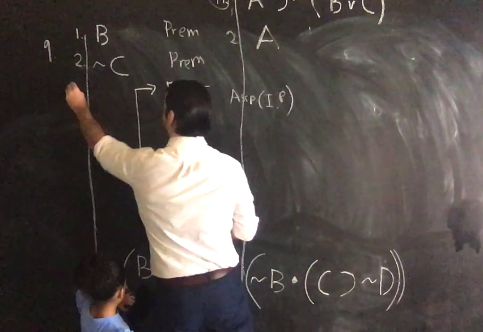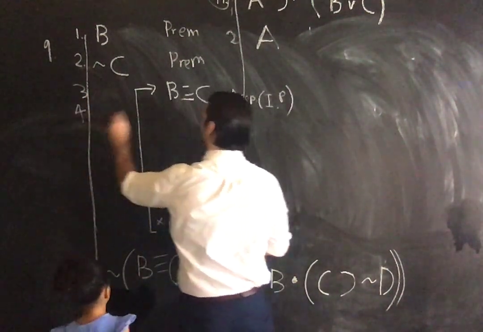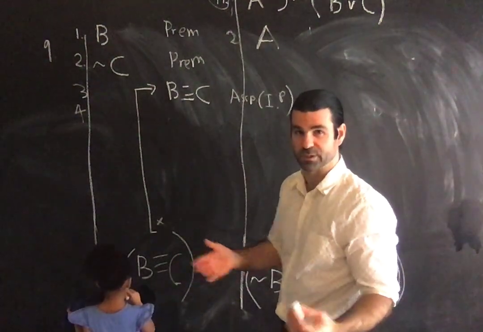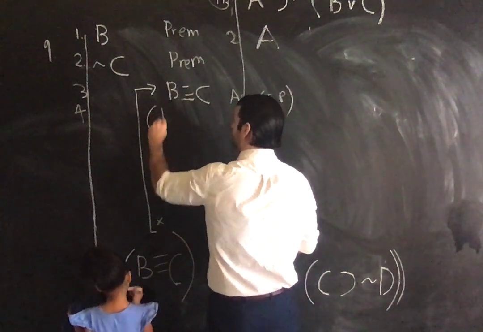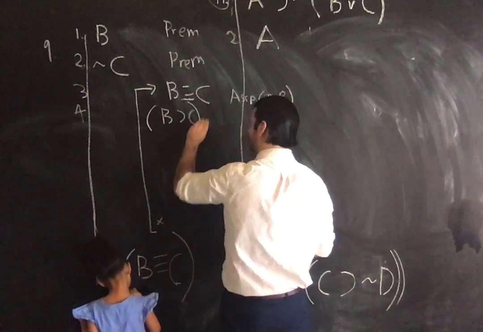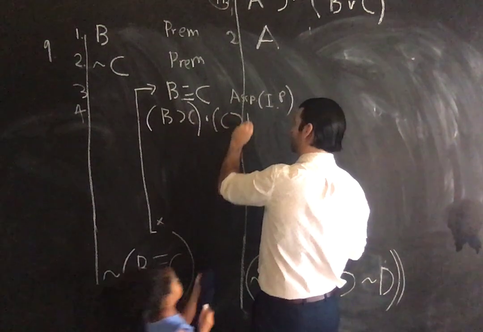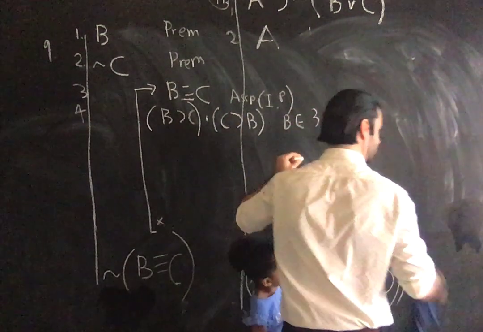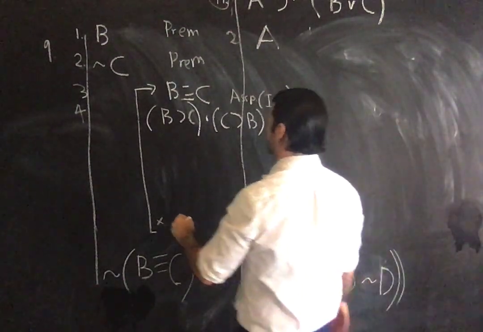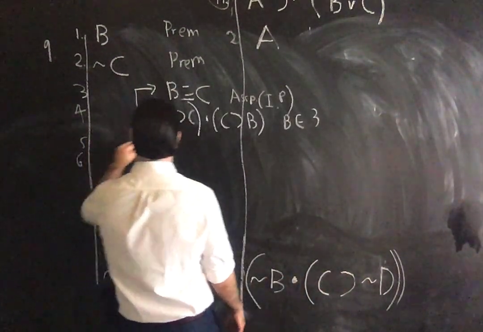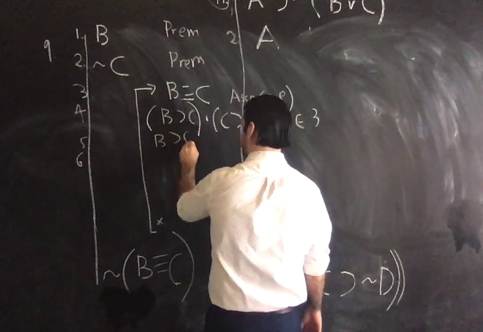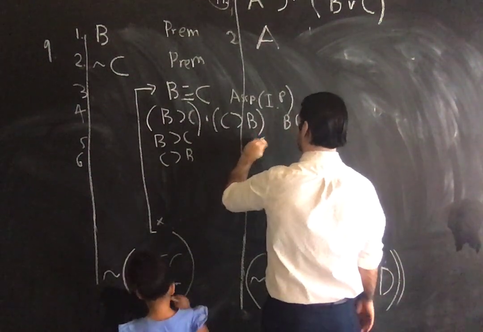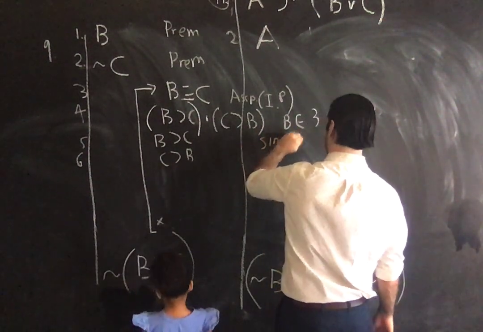So, of course, I've got 3, right, 4. I'm going to do the biconditional exchange. Biconditionals, you pretty much always use biconditional exchange. So this is equivalent to B hook C and C hook B by BE 3. Okay, 5 and 6 are going to be simplifications. B hook C, C hook B, simp of 4, simp 4.